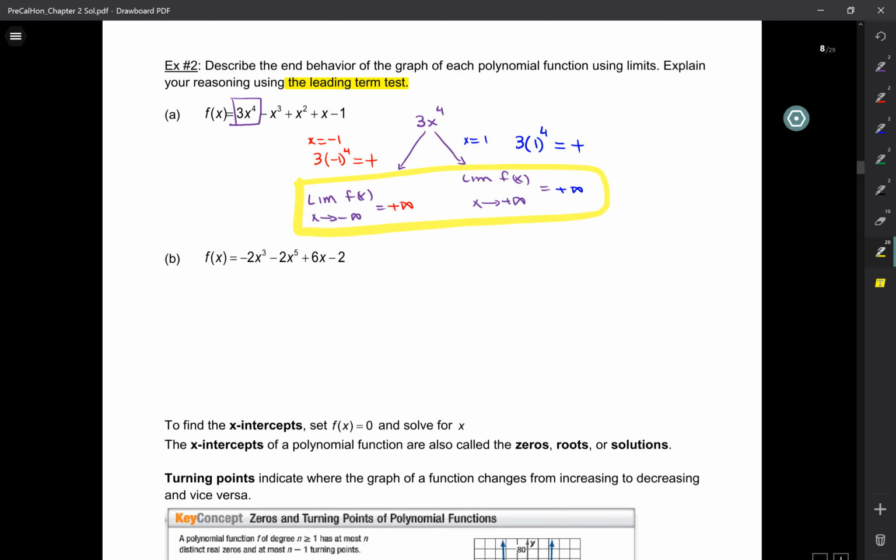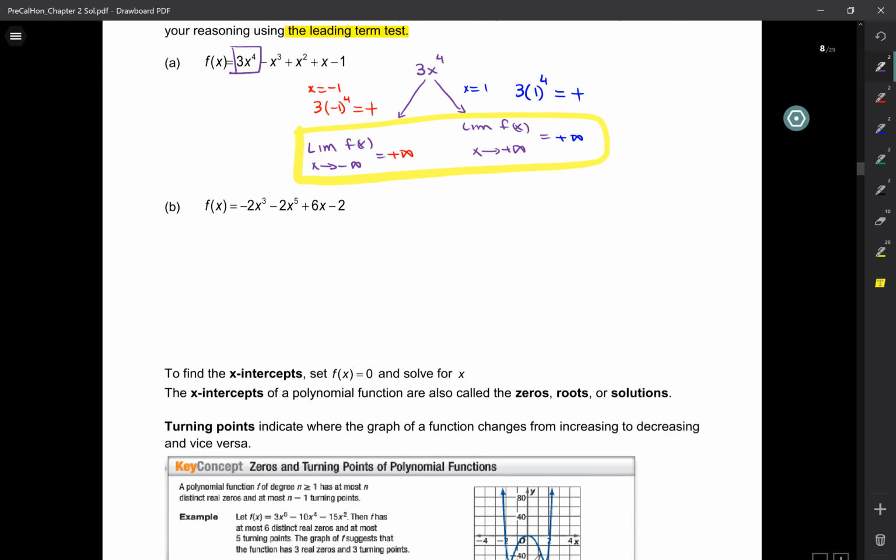All right, let's do another one. Let's do this one. This time, the leading term, which is the one with the highest coefficient, is this one. So I have -2x to the power of 5. And again, I want to find the limit of f of x as x approaches negative infinity, and the limit of f of x as x approaches positive infinity.